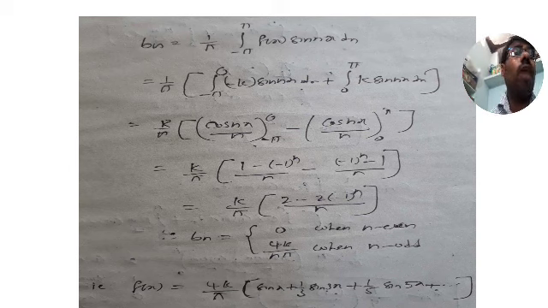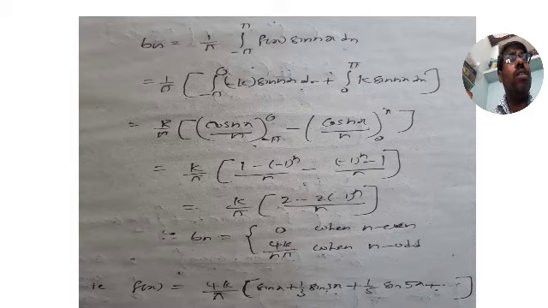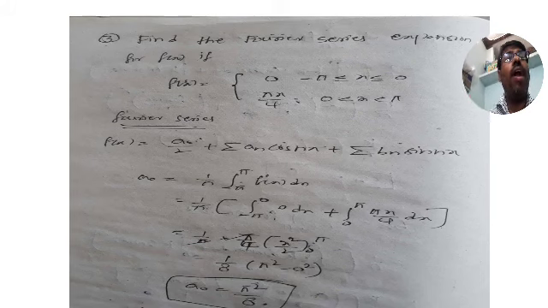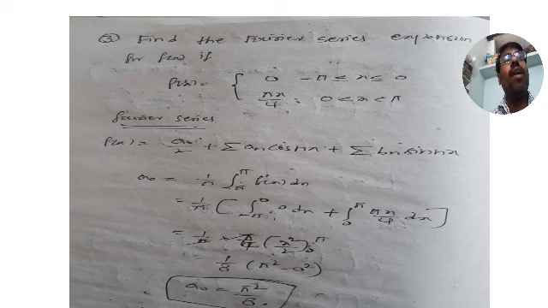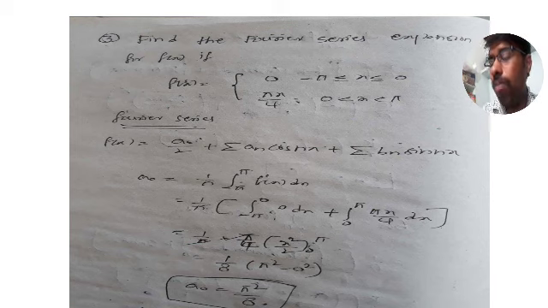Let us go to the third problem of discontinuous functions. Find the Fourier series expansion for f of x, where f of x is equal to 0 from minus pi to 0 and pi x by 4 from 0 to pi. Take down the problem. Let us do the third problem on discontinuous functions.